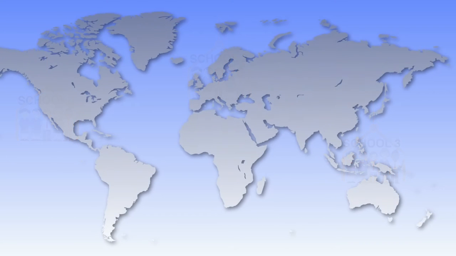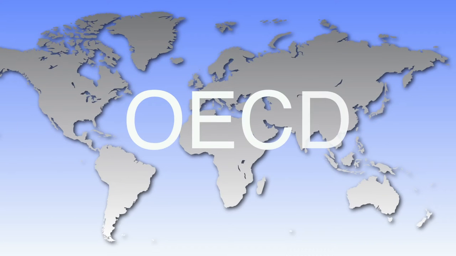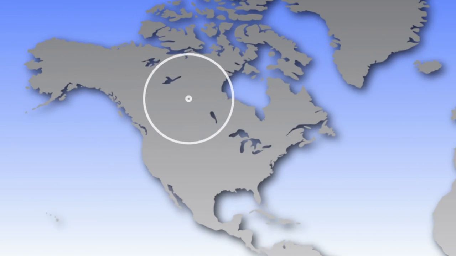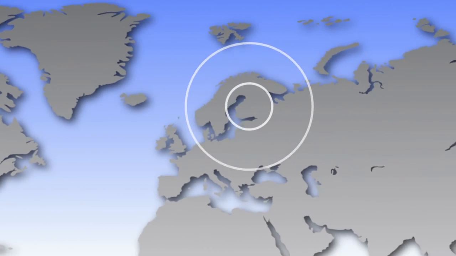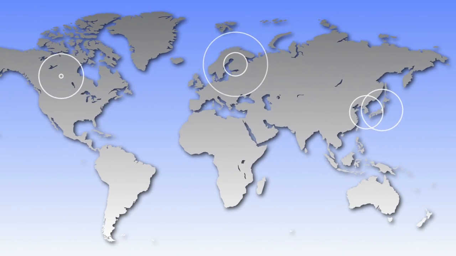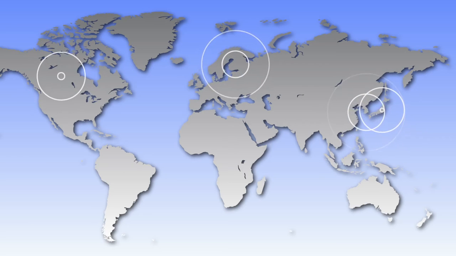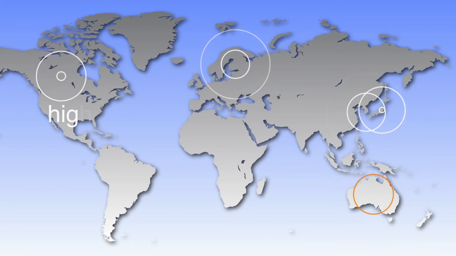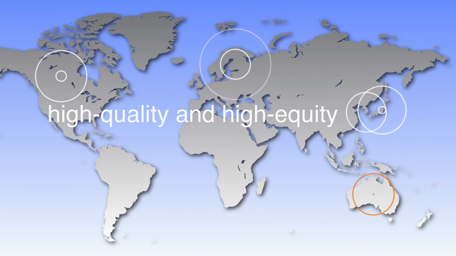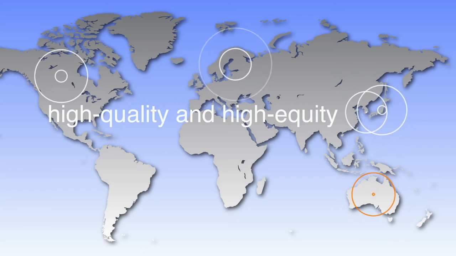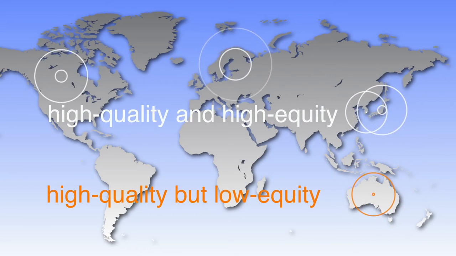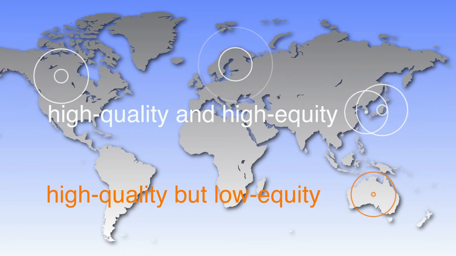We know from comparisons provided by the OECD's Program for International Student Assessment that in high-performing countries such as Canada, Finland, Japan, and South Korea, differences in students' levels of socio-educational advantage are less strongly related to differences in their educational achievement than in Australia. Their educational systems are high quality and high equity. Ours are high quality but lower equity, and we should be aspiring to match these countries.